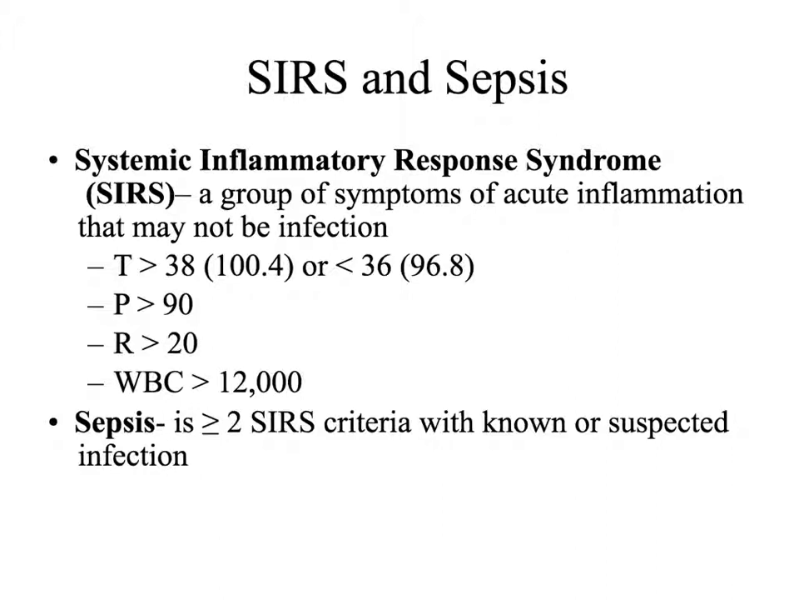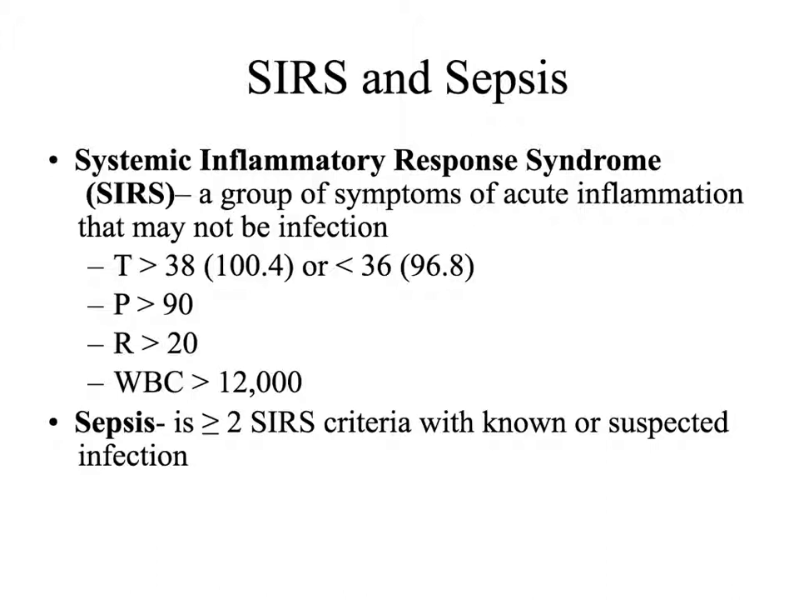Okay, so here are a couple of terms. SIRS is a term that we hear a lot now. It's systemic inflammatory response syndrome. This is when your patient has signs of inflammation but not quite infection yet, or you don't know where the source of infection is.